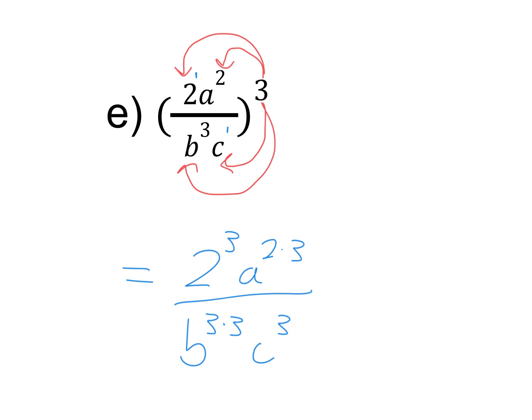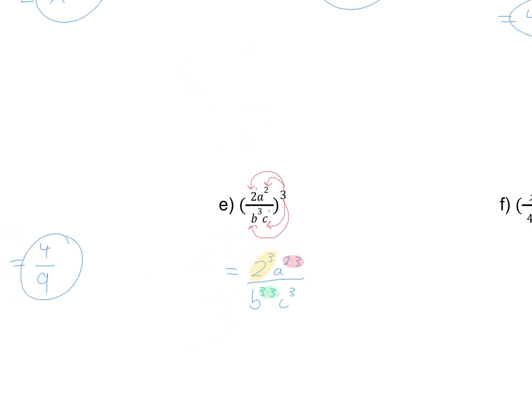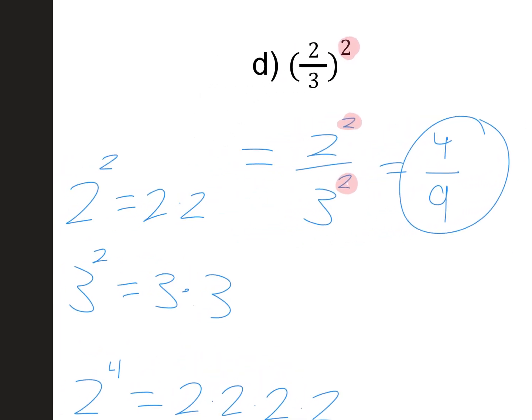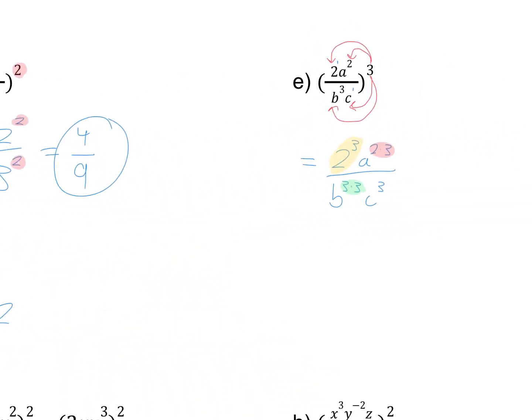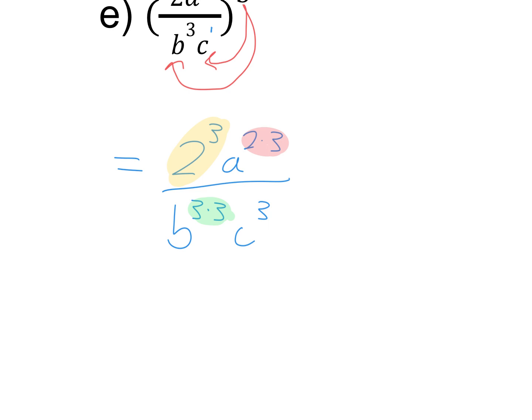Some simplifying we can do. I can multiply these exponents together. I can multiply these exponents together. And I can simplify 2 to the 3rd, because like we just talked about over here, that means I'm just going to take 2 and multiply it times itself 3 times. So this would become 2 times 2 times 2. You can use your calculator, but that is just 8.